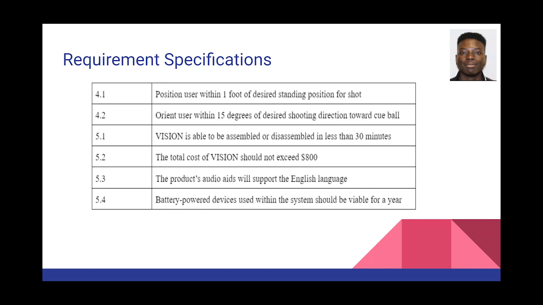And then we're able to position the user, like I mentioned, within 1 foot of accuracy, and orient them as well within 15 degrees in either clockwise and counterclockwise direction from where they're supposed to make the perfect shot. You can read the rest of the requirements. I kind of go over some different constraints, but we're going to be moving on to the next slide.